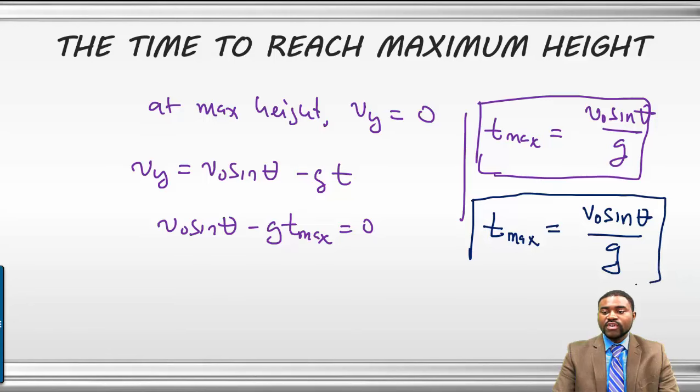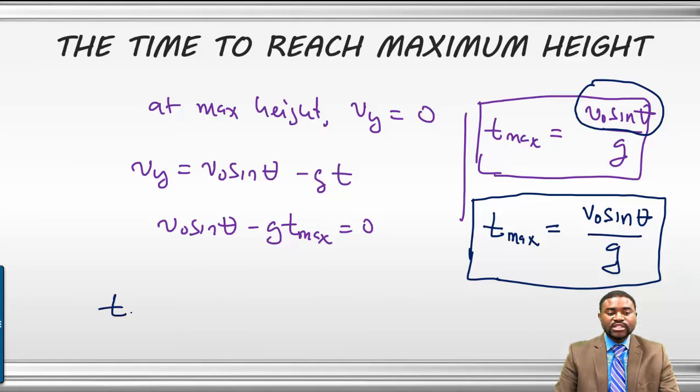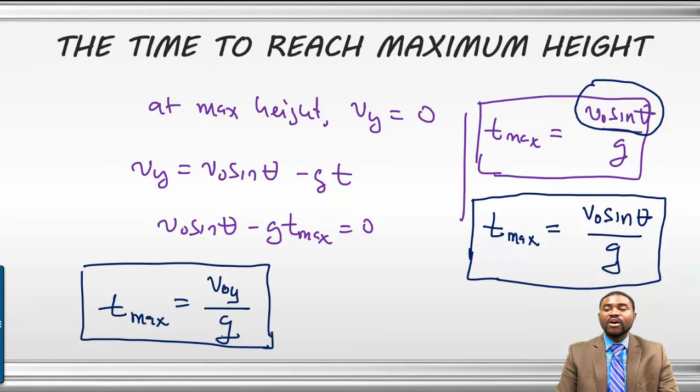What is V naught sine theta all divided by G? What is this? The vertical component of the velocity. Hence, we could say that t max, that was really great, is equal to V0y divided by what? G. In other words, the time to reach maximum height depends on what? The initial vertical velocity. The bigger the initial vertical velocity, the bigger the maximum height, and the bigger the time to reach maximum height.